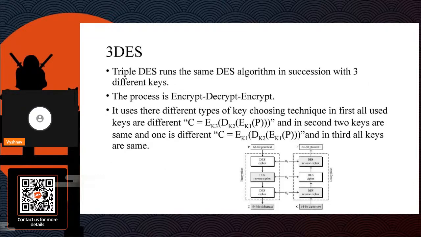So what is triple DES? Triple DES runs the same DES algorithm in succession with three different keys. The process is encrypt, decrypt, and encrypt again. It uses three different keys.